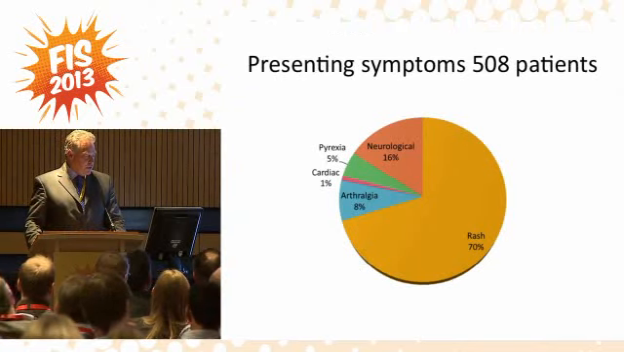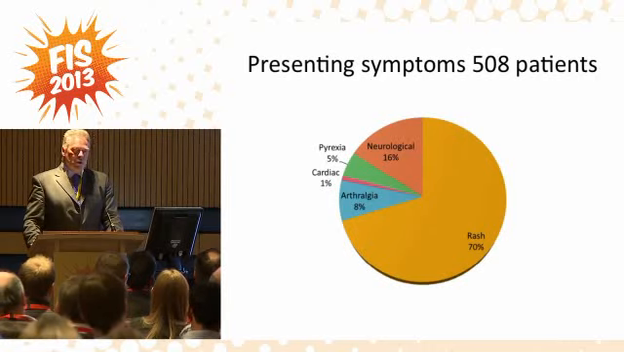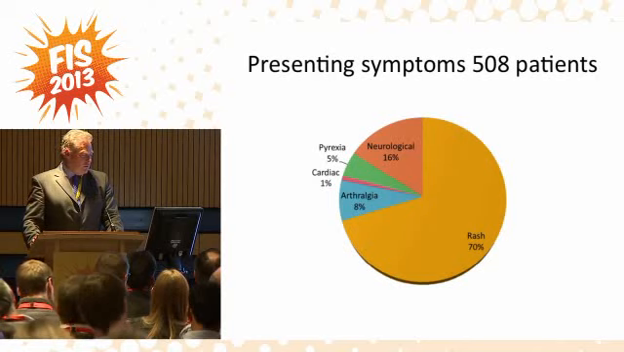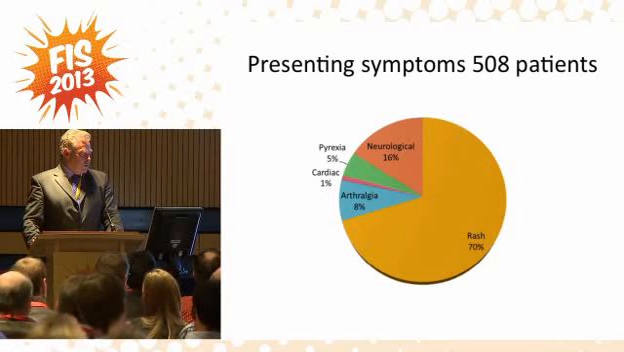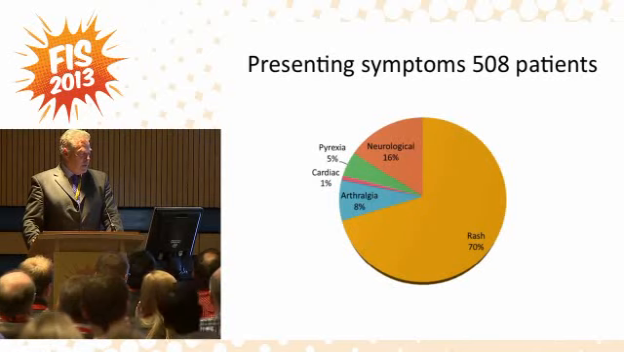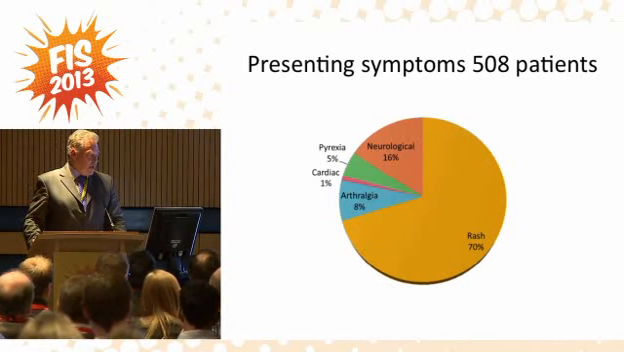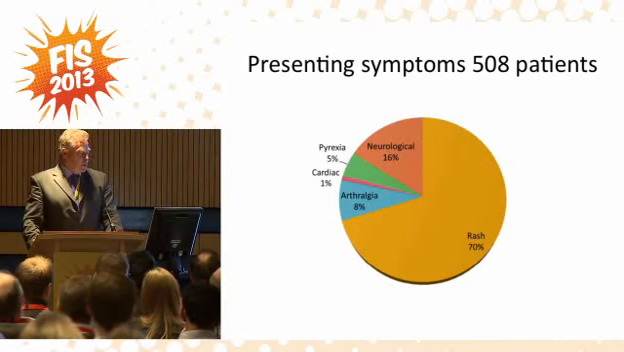70% presented with a rash as their primary symptom, and that fits again with most series. Most series seem to report 70 to 75% first symptom being rash. Some with arthralgia or flu-like symptoms, or pyrexia and flu-like symptoms here. We've had a couple of possible cardiac cases, but it's often a little bit difficult to be absolutely sure that the cardiac problems are associated with Borrelia infection.